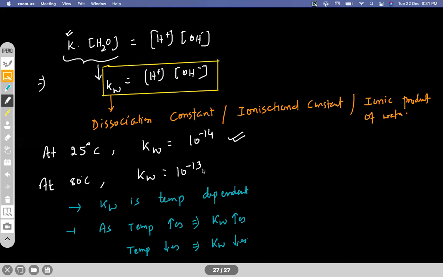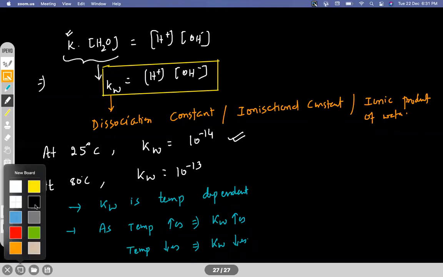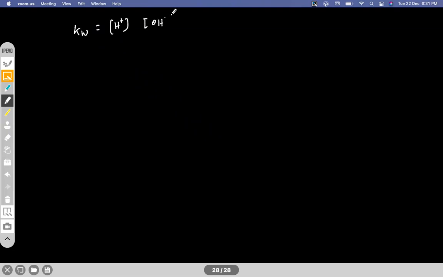Now you see, we have this relation. We have Kw equals concentration of H plus into concentration of OH minus. Depending upon the concentration of H plus and OH minus, we can say the solution is either neutral or acidic or basic.